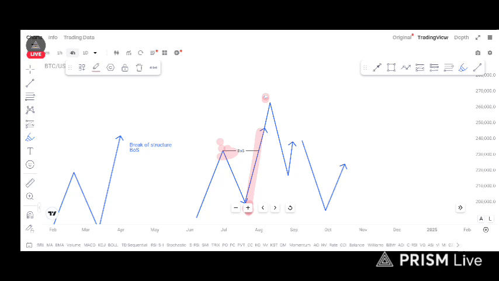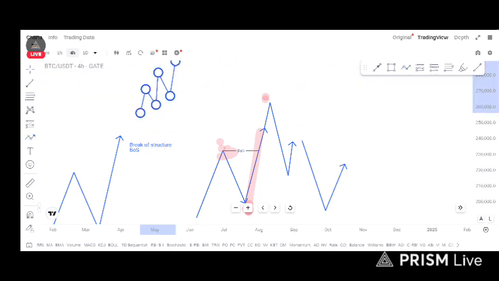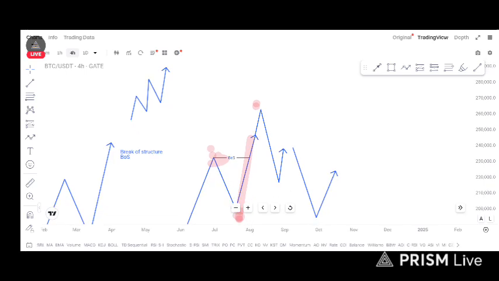And now what are we going to do? We are going to be expecting a break of structure to confirm that we are now entering an uptrend. Now remember, an uptrend is a series of what? Higher highs. So let's mark it out here. An uptrend is a series of higher highs and higher lows.